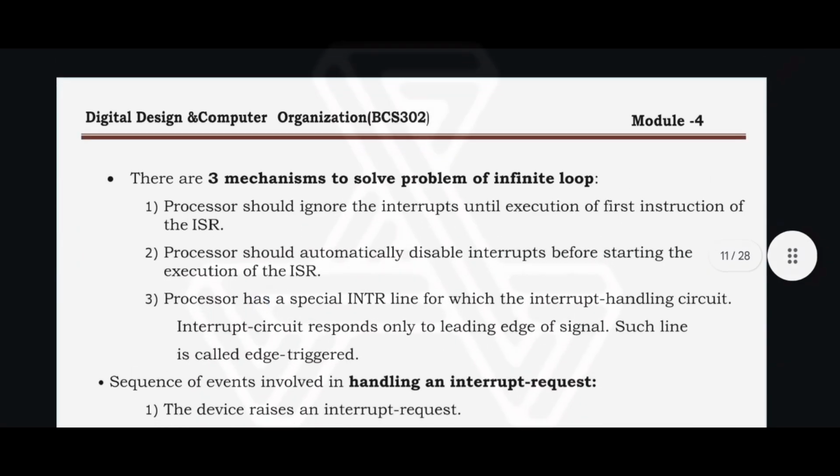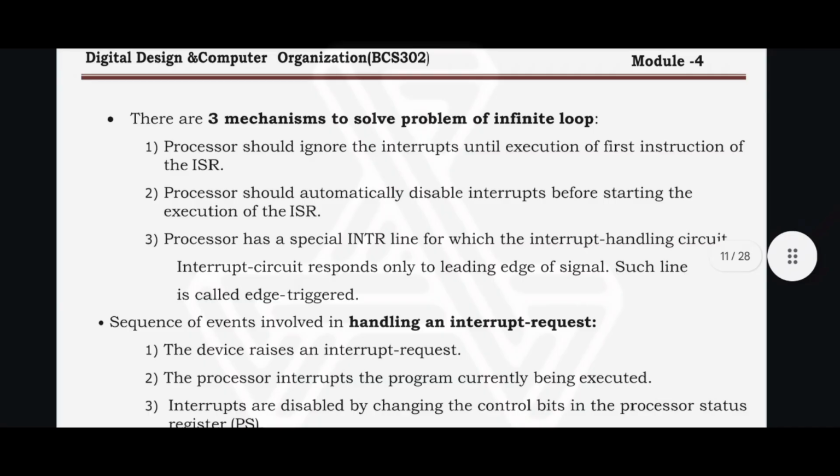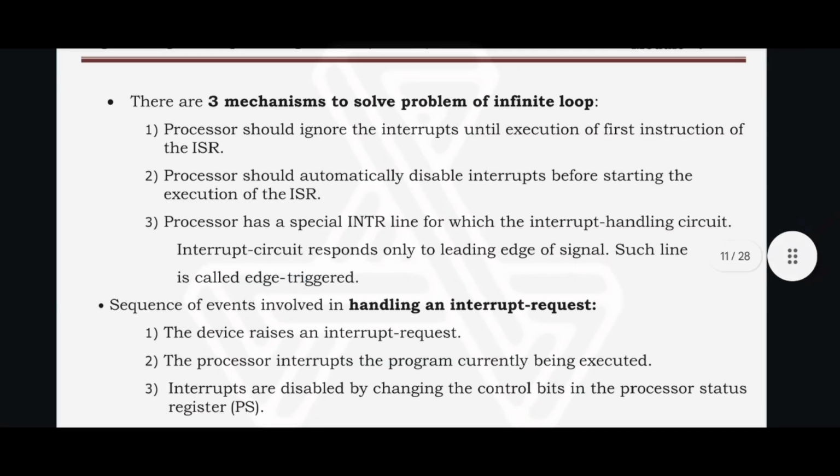There are three mechanisms to solve the problem of the infinite loop. The processor should ignore interrupts until execution of the first instruction of the ISR. The processor should automatically disable interrupts before starting the execution of the ISR. The processor has a special interrupt line for which the interrupt handling circuit responds only to the leading edge of the signal. Such a line is called edge triggered.